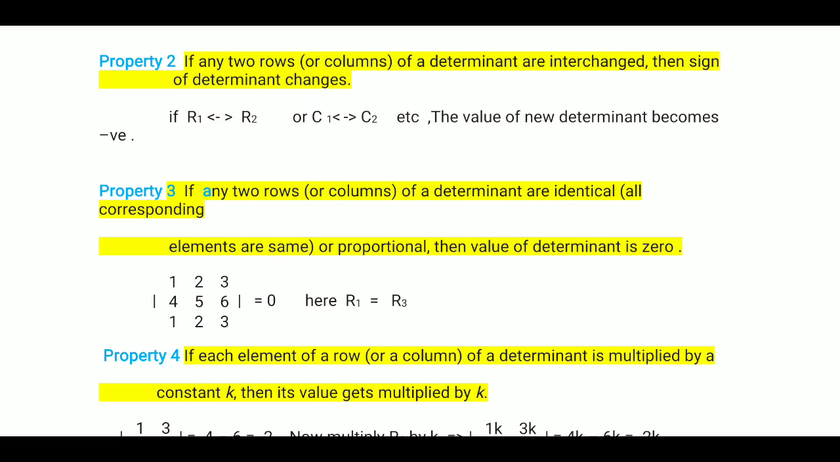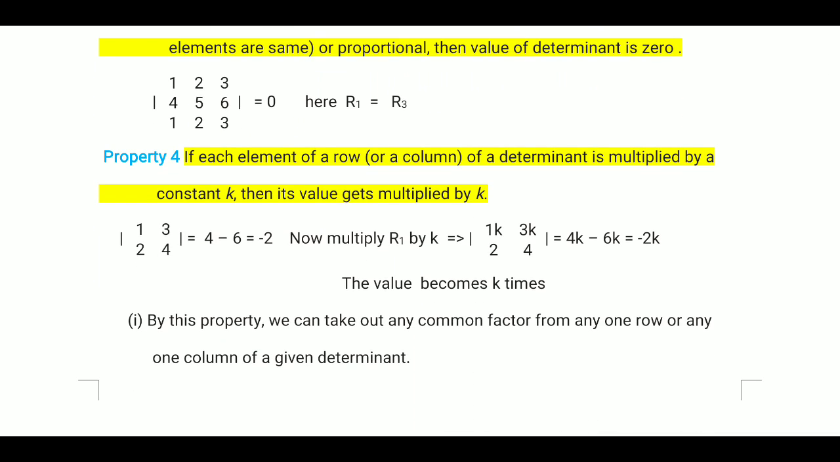Here I have a determinant with first row 1, 2, 3, second row 4, 5, 6, and third row 1, 2, 3. Here R1 and R3 are the same. So the value of this determinant will be 0. We can calculate this and we get the value 0. So we have to remember this property: if any two rows or columns are identical, then the value of determinant will be 0.